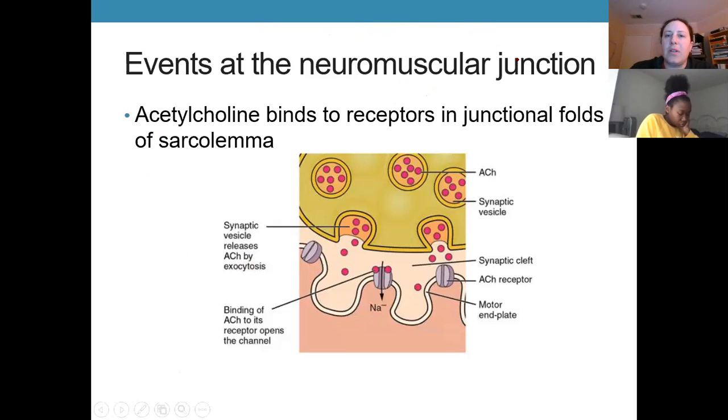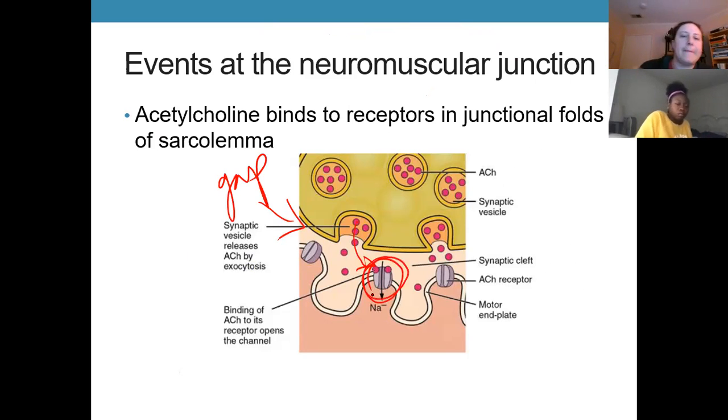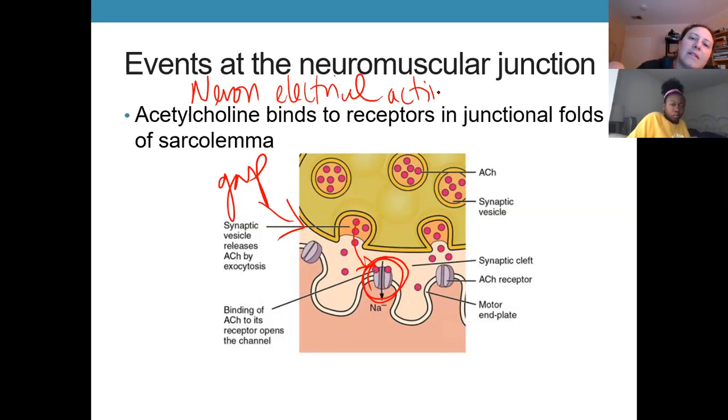So when we look at that in more detail, we see that the major step, the big thing that happens, is that the acetylcholine is released from the end of the neuron and it diffuses across this cleft, this gap, because the membranes don't touch, and it goes and binds to these receptors, okay? So again, it's the neuron electrical activity that causes the release of the acetylcholine.